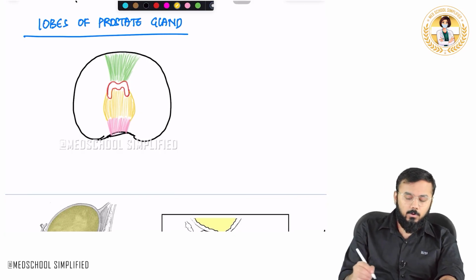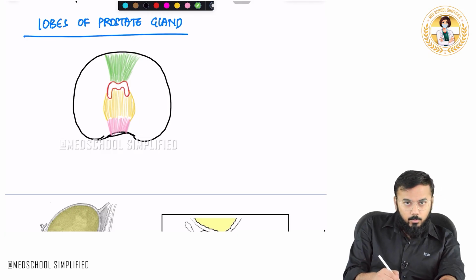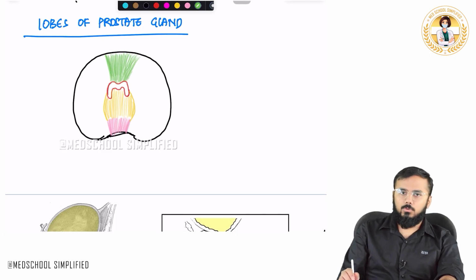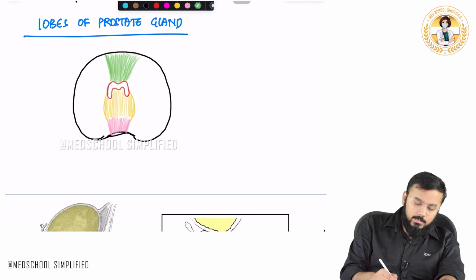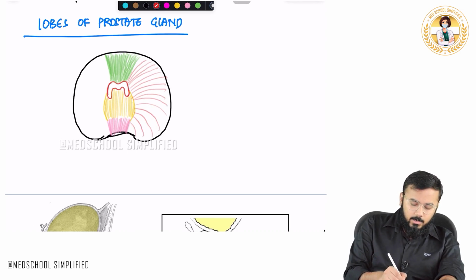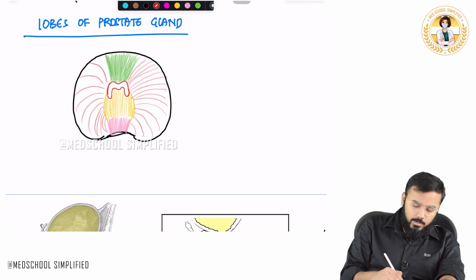So, what are the different lobes over here? The lobe on the top is called the anterior lobe of the prostate. Down here is the posterior lobe, next is the median lobe. After this, there is another lobe present over here. You see this particular lobe, which is called your lateral lobe.